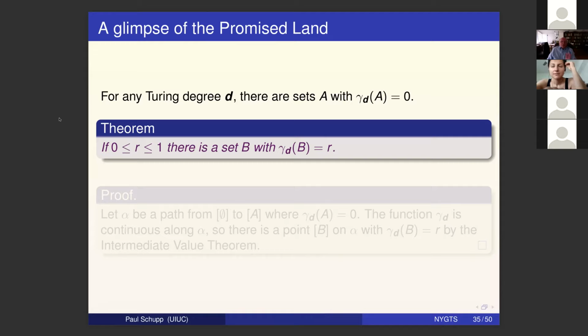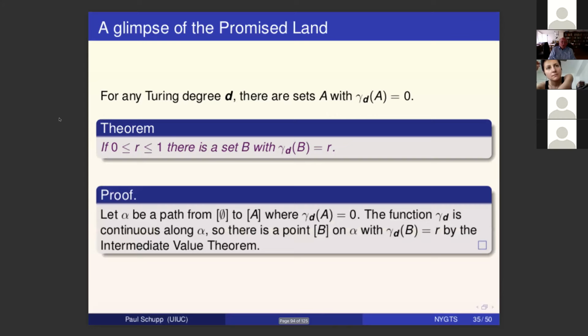In essence, yeah. So the theorem is, if you take any r in the unit interval, there is a set B with gamma_D of B equals r. In the original proof, in the context of computability, this is not that hard, but it's at least a full page of real computability theory construction. I claim in our context, this is totally obvious. Because we just take a path from the empty set to A, where gamma_D is zero. Gamma_D is continuous, so there has to be a point B on the path with gamma_D of B equals r by the intermediate value theorem.